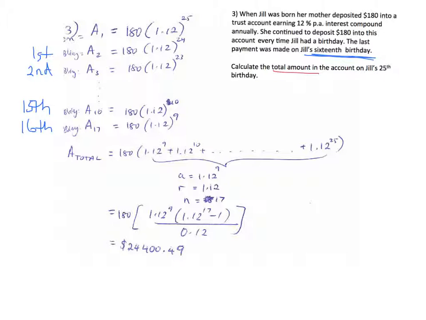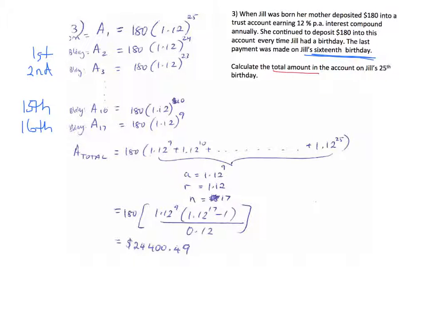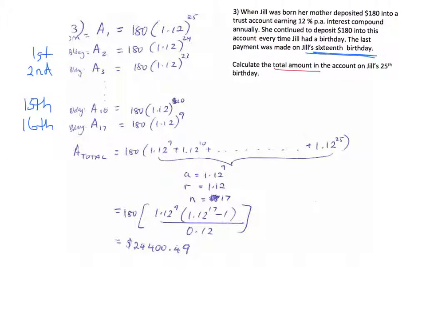All right, there is another way of working out this question as well, and that's instead of saying the first deposit of $180 is going to be in there for 25 years, let's move that around.